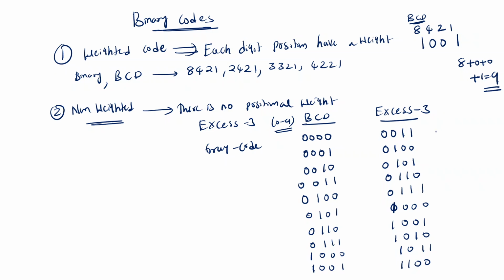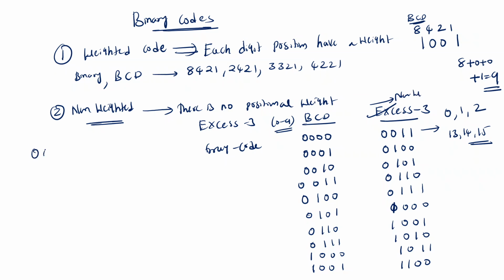Okay, so they can ask in the interview what are the unused states in XS3. Unused states are nothing but 0, 1, 2, and next 13, 14 and 15. These are the unused states. So by seeing this XS3 code, we can't find the value. There are no weights. That's why this is nothing but non-weighted code. XS3 code is nothing but non-weighted code.